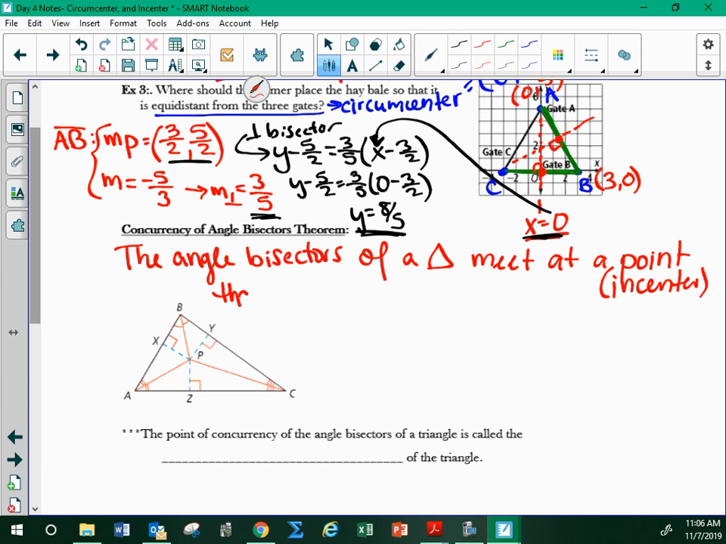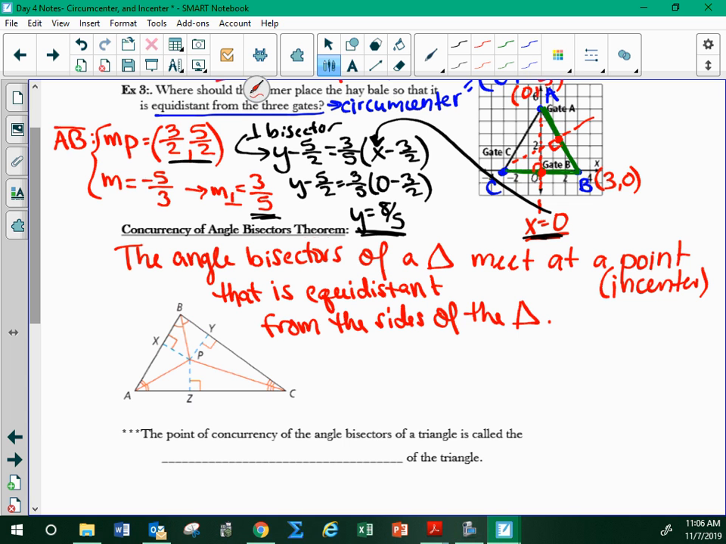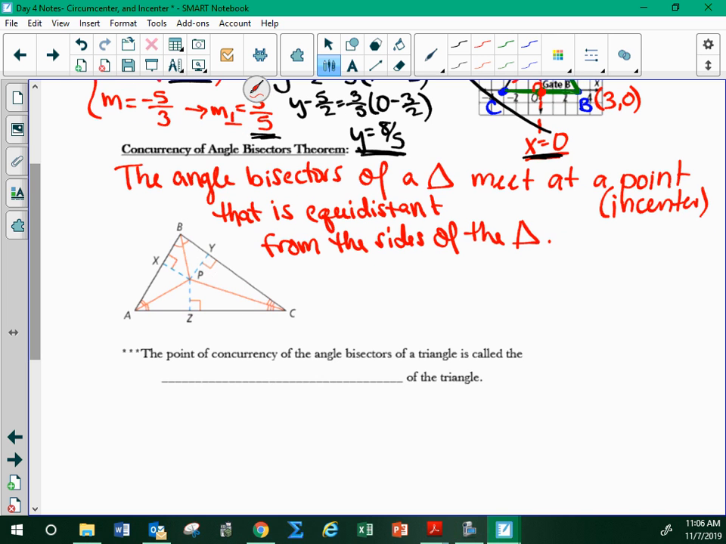That is equidistant from the sides of the triangle. The angle bisectors meet at a point, the incenter, that is equidistant from the sides of the triangle. Oh, I forgot to make us fill this in. The point of concurrency of angle bisectors is the incenter.